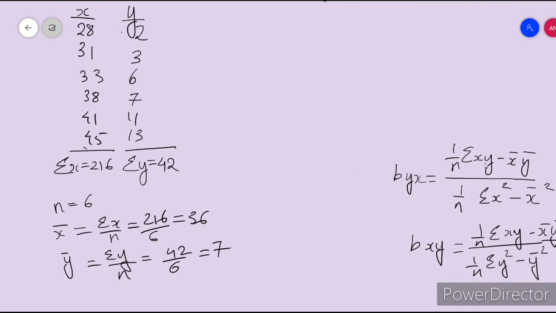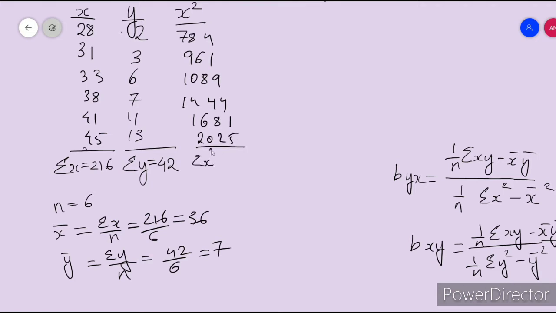So let us move on. We need to find also the summation of x square. So we'll find the square of the x values. 28 square is 784, 31 square is 961, 33 square is 1089. So we find the squares of the x values and we add them up and we get summation x square, which is equal to 7984.